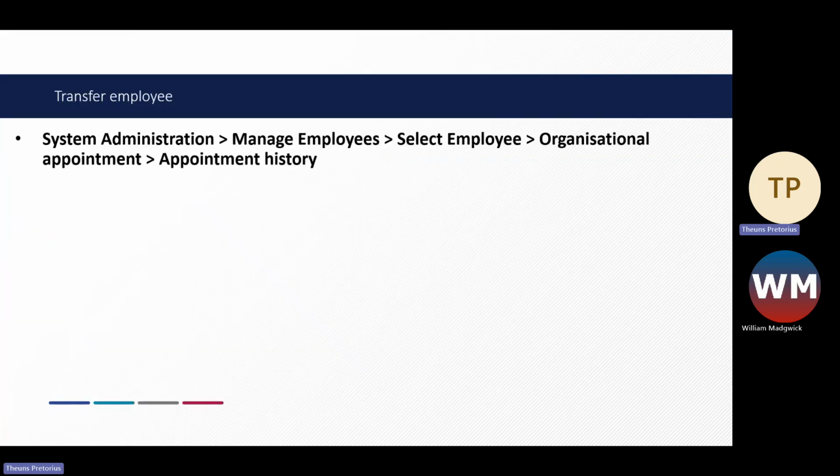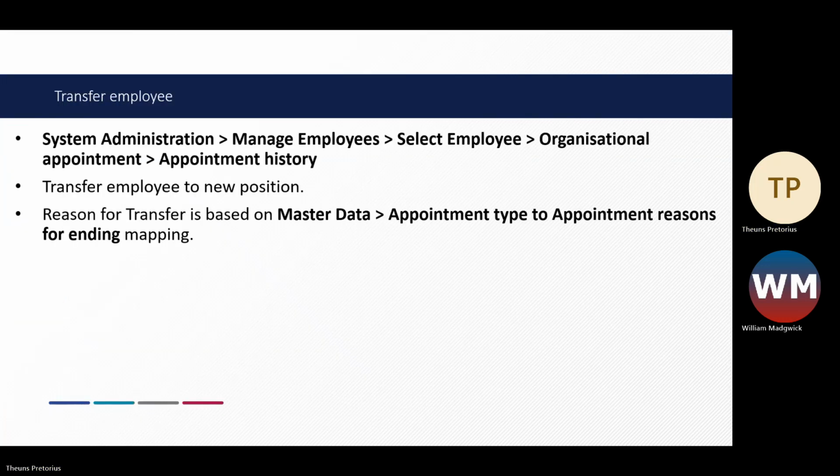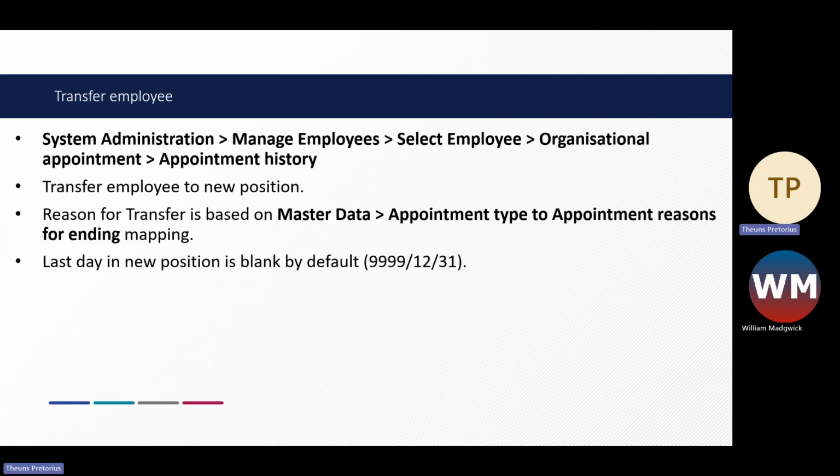For employee, it's based on the master data appointment type, appointment reasons for ending mapping. The last day in new position is blank by default. So just to note, blank means 4/9/12/31, so the end of time. So after that time, it's not our responsibility. Okay, so that's what we call the high date in the system. The low date is 1900/01/01. You'll see in some of the SQL queries when there is null for a date, it'll give 1900/01/01.